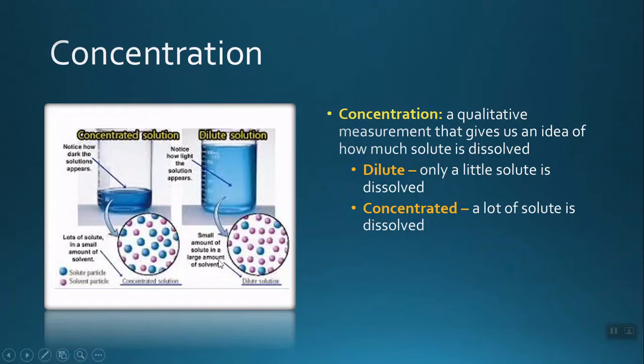Even if you look at this picture on the left side here, the bigger circle represents the solute and the smaller one represents the solvent. You'll see that for a concentrated solution, there are a lot more solute particles in there, right? And for a dilute one, you see that there are fewer solute particles in the solution, okay?